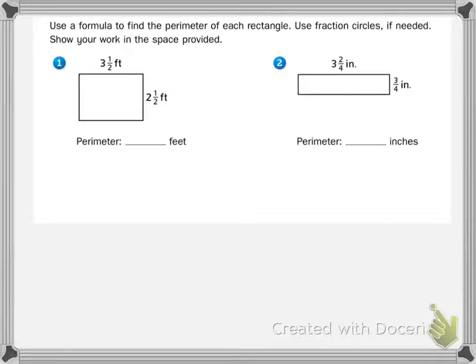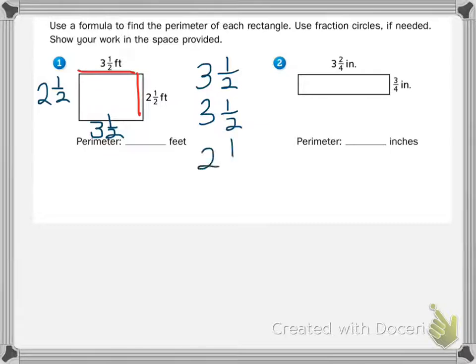Okay, it says one side here is 3.5 feet, the other side is 2.5, and we have to figure out what the perimeter is. Okay, well, if I know that the top is 3.5, that means that the bottom has to be 3.5. If I know that the right is 2.5, the left has to be 2.5. So to find the perimeter, I simply add all those 4 numbers up. So 3 and 1/2, 3 and 1/2, 2 and 1/2, and 2 and 1/2. Perfect.